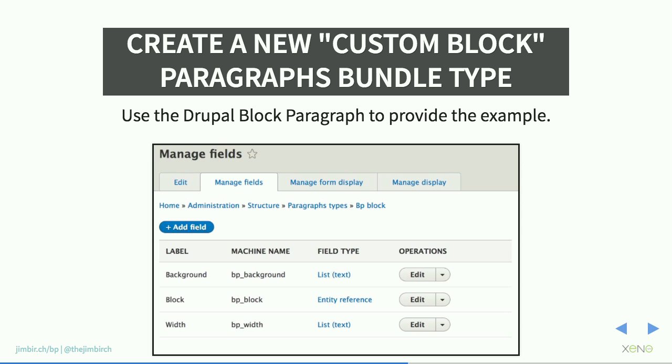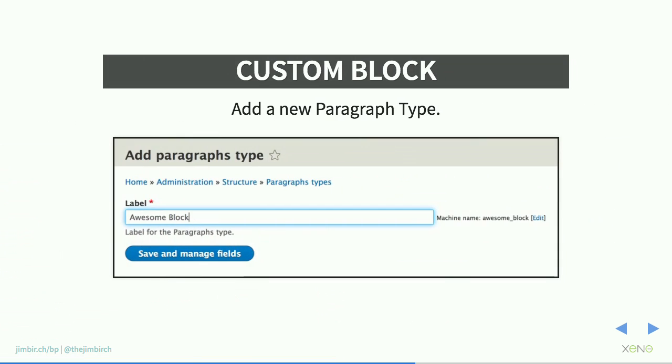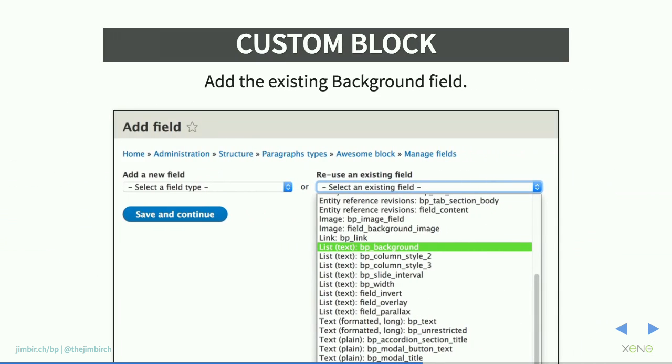So what I do is I pop open the Drupal block paragraph in the manage fields. We have 3 fields. We have the background, the width, and then the block, which is the entity reference revision field. And then open up a new tab and start creating a new paragraph bundle. In this example, we're going to create an awesome block bundle to reference our awesome blocks. So name it. And then add some existing fields.